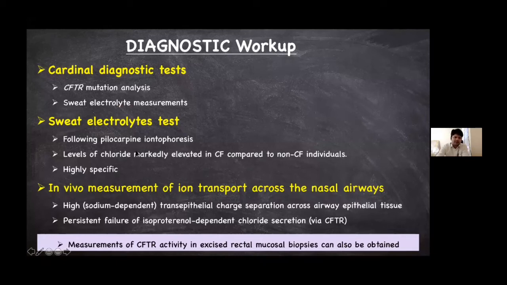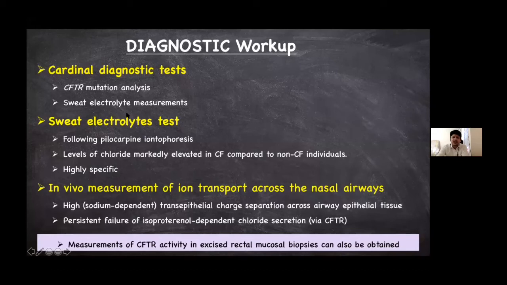Now again, remember, I love chapter 3 of Harrison because it tells us that when a test is very specific, the sensitivity goes down. So it is likely that we may miss the patient of cystic fibrosis by this sweat electrolyte test. And CFTR mutation is very simple: if it's due to a CFTR mutation, it is proven. But if it's due to another mutation, you may miss the diagnosis.